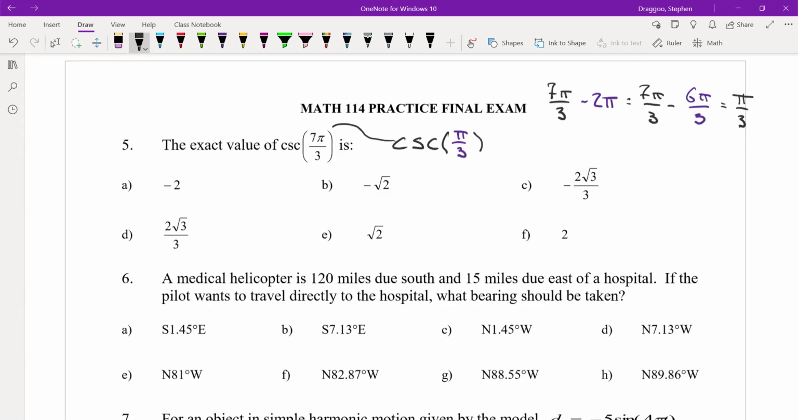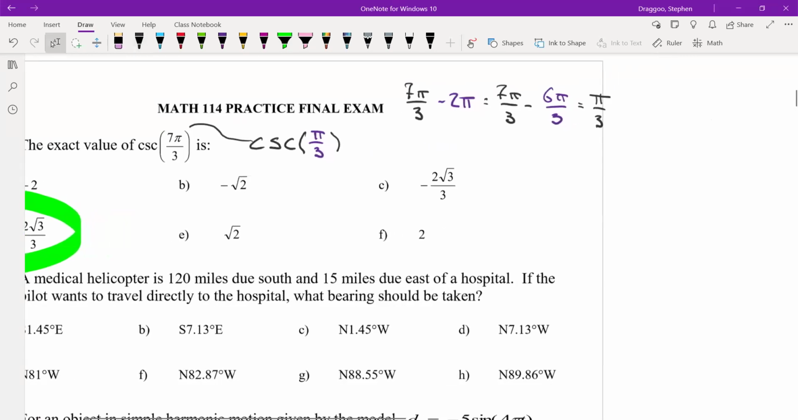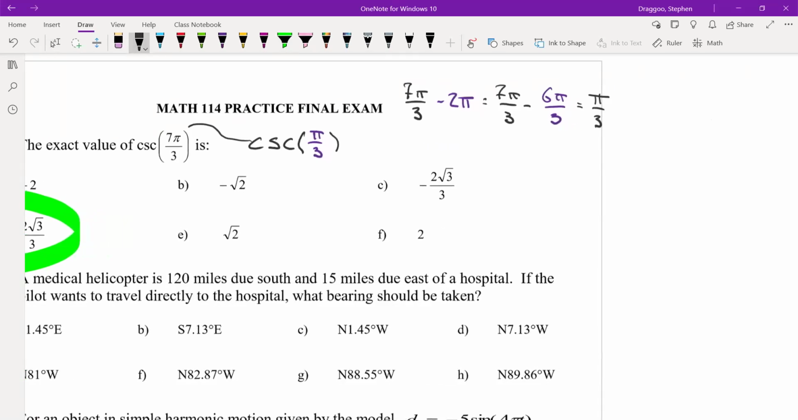Cool. So the cosecant of 7 pi over 3 must be the same as the cosecant of pi over 3, because again, those angles are coterminal. And if you know your cosecant values, it's 2 root 3 over 3. If you don't know your cosecant values, you'll have to solve for it.